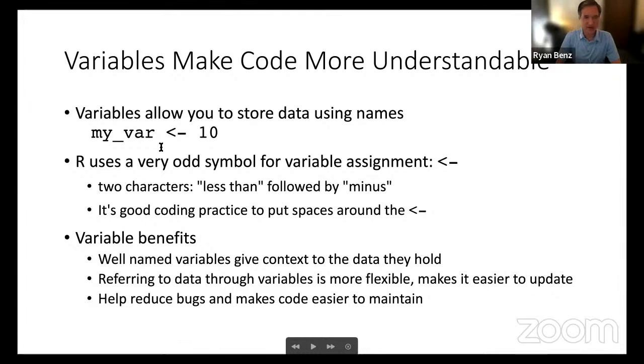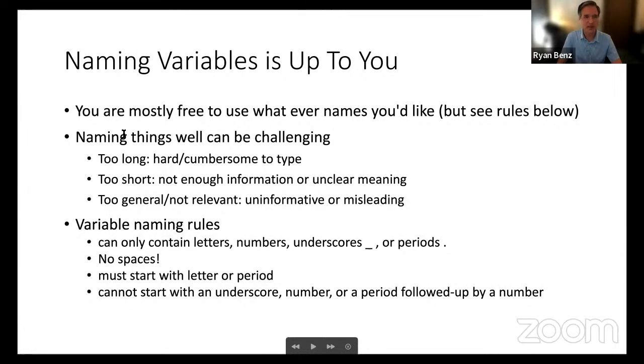As I mentioned, some of the benefits here: you want to use well-named variables. We'll talk about what names are valid in R in just a minute. Rather than referring to explicit, what we call hard-coded numbers like the number 10, it's better to refer to those by variables. If you use variables, it helps you reduce bugs. It makes your code easier to maintain. And so the takeaway here is that variables are a fundamental part of any programming or analysis you're going to do in R, and you're going to be using them a lot. We'll practice making variables here in just a minute.